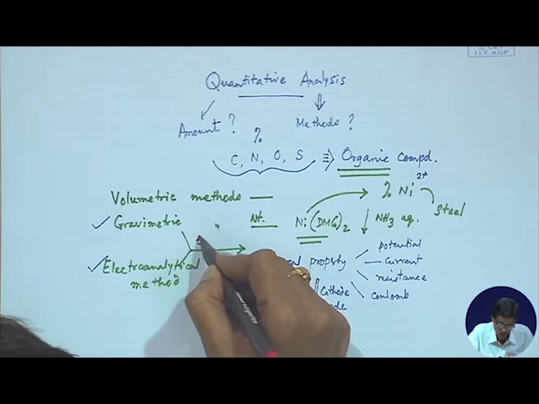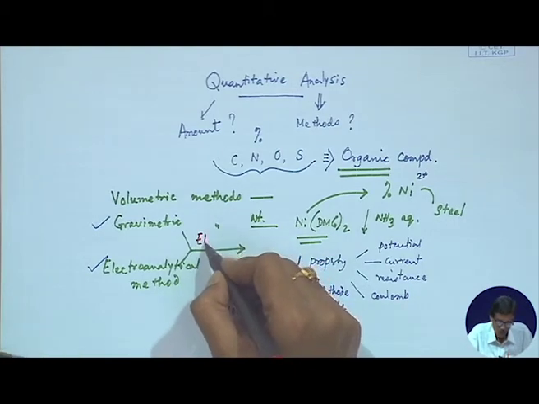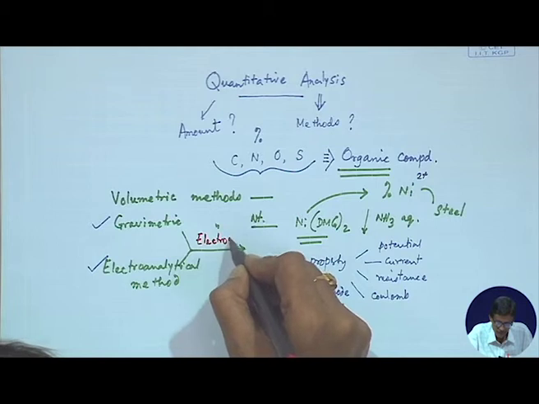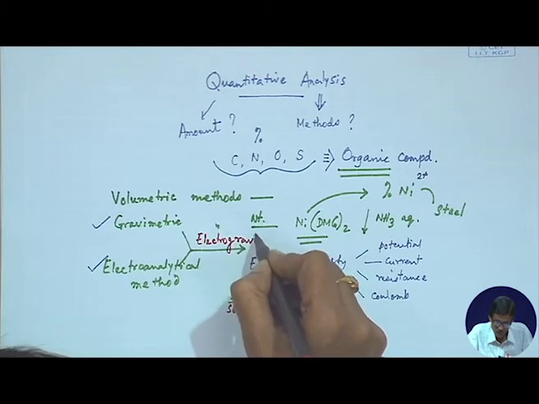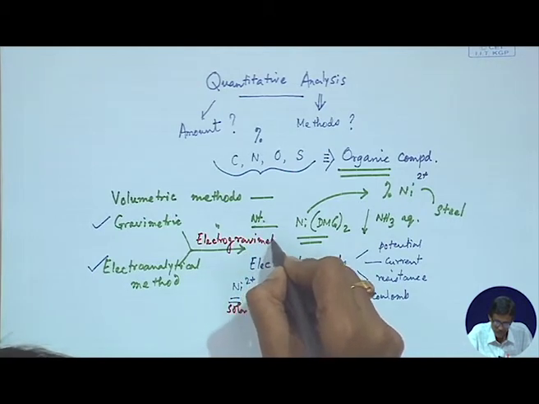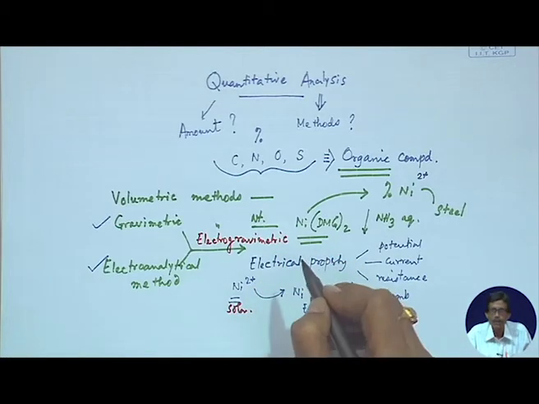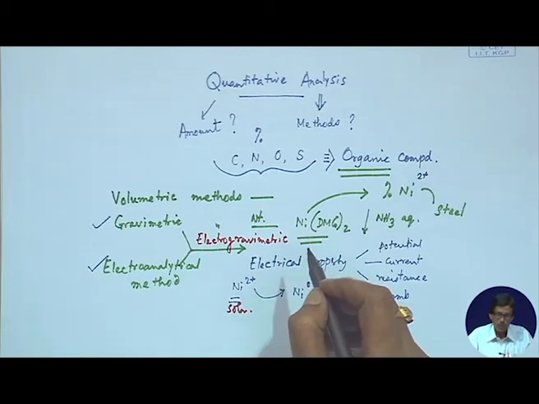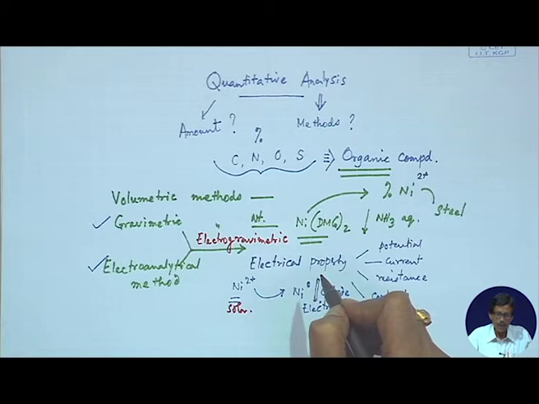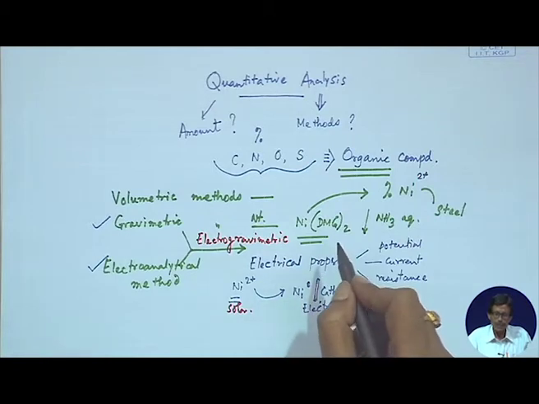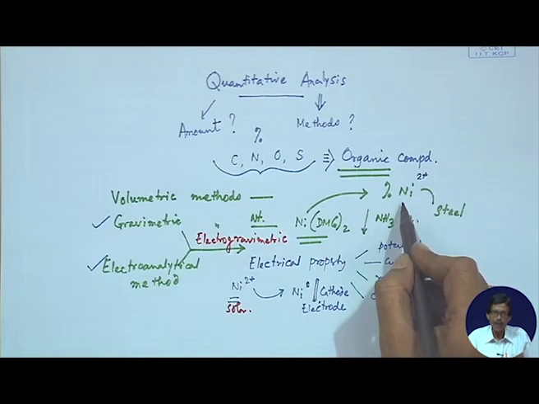So, a new methodology we can follow is known as the electrogravimetric method. That gives rise to some understanding of how we can utilize this particular thing, where we can have the corresponding sample.